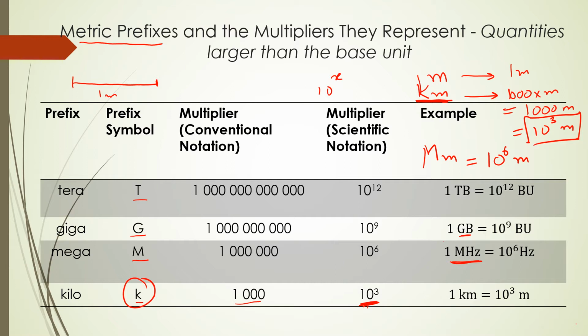Now, bytes are a unit of memory. So 1 GB is 10 to the 9 bytes. Sorry, that was an error on the slide, it should be bytes.